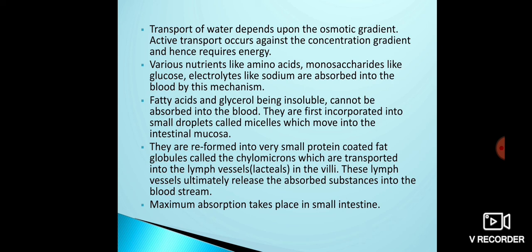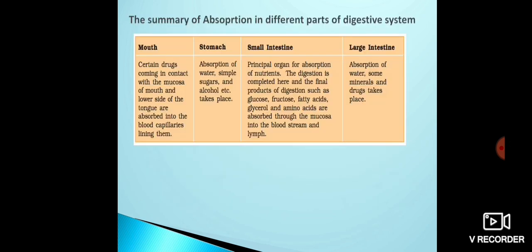So absorption takes place inside your mouth, that is, your oral cavity, the stomach, the small intestine, and the large intestine. These are the different parts of the alimentary canal where absorption takes place, but the maximum absorption takes place inside the small intestine. Okay, in the small intestine only. So here a table is being given, which shows the absorption of the food parts in the different parts of the digestive system.